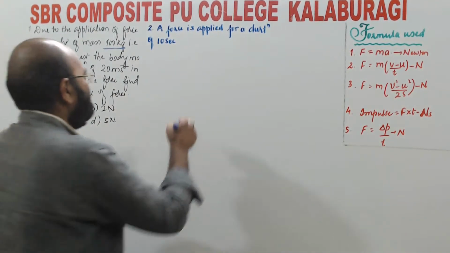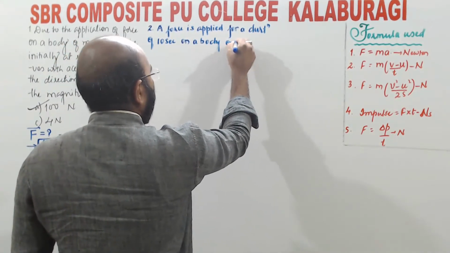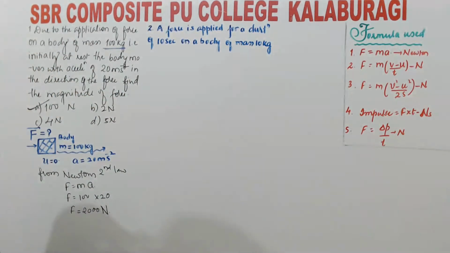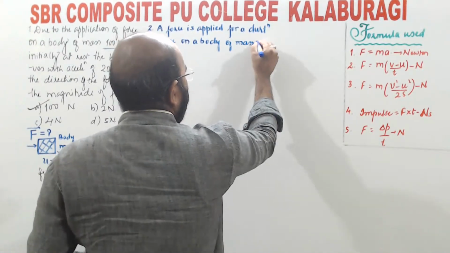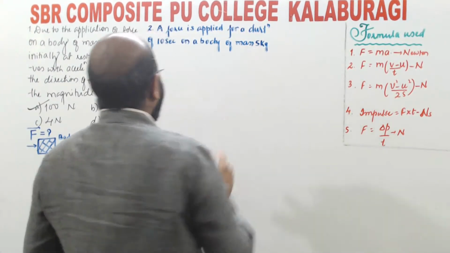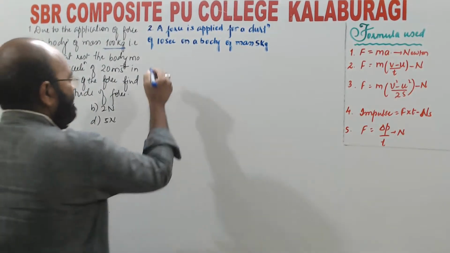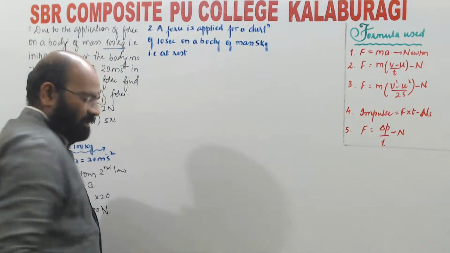On a body of mass 5 kilograms that is at rest. Sorry, it is a body of mass 5 kg, not 10 kg. The body of mass is given as 5 kg, that is at rest.